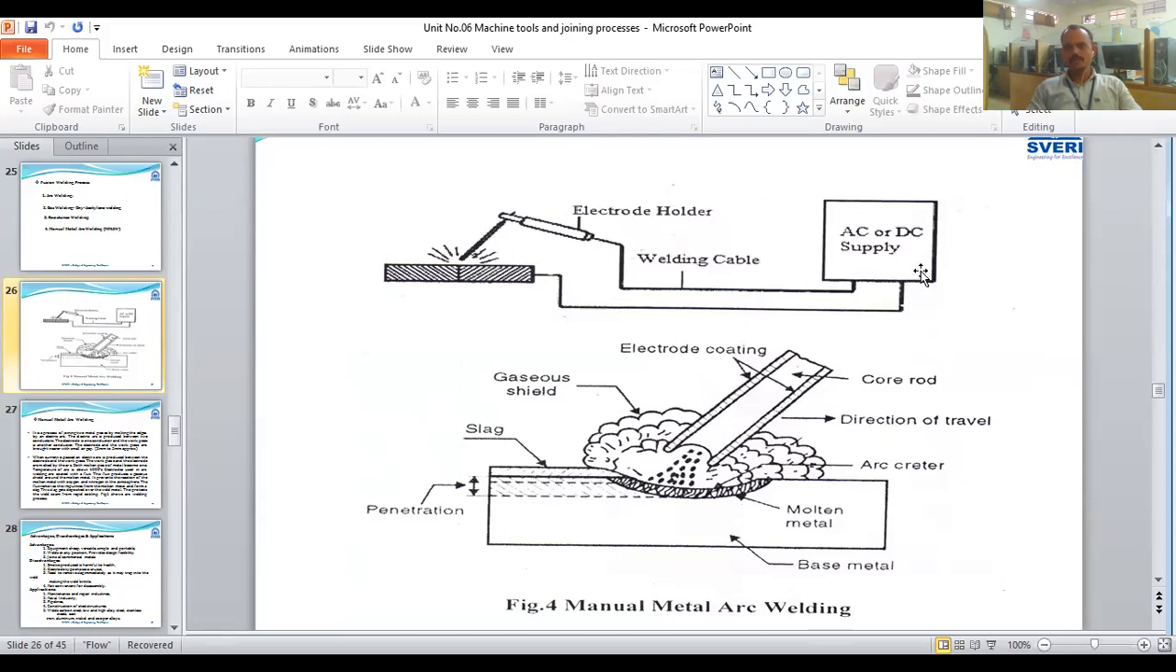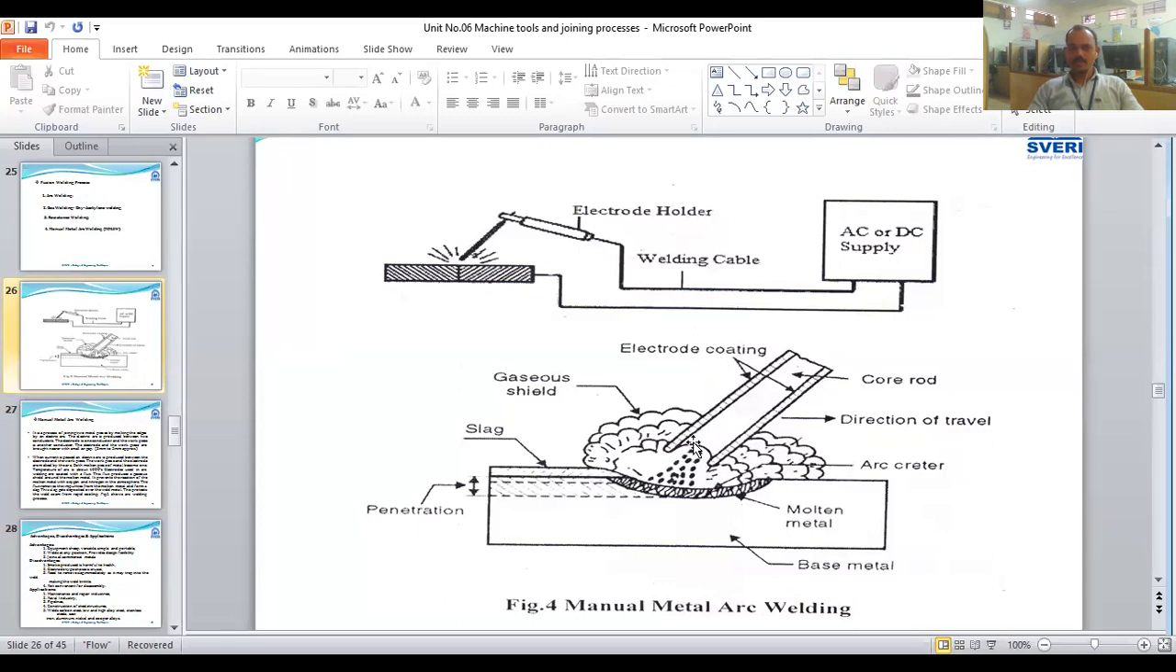This one is the transformer, and from that we pass current to this electrode holder and to that electrode. The current flows towards the workpiece, and due to the gap of 2 to 3 millimeter, the kinetic energy of the flowing electrons bombards the workpiece and heat is generated. Due to that heat, a portion of the workpiece and the electrode gets melted, and we get a joint here.